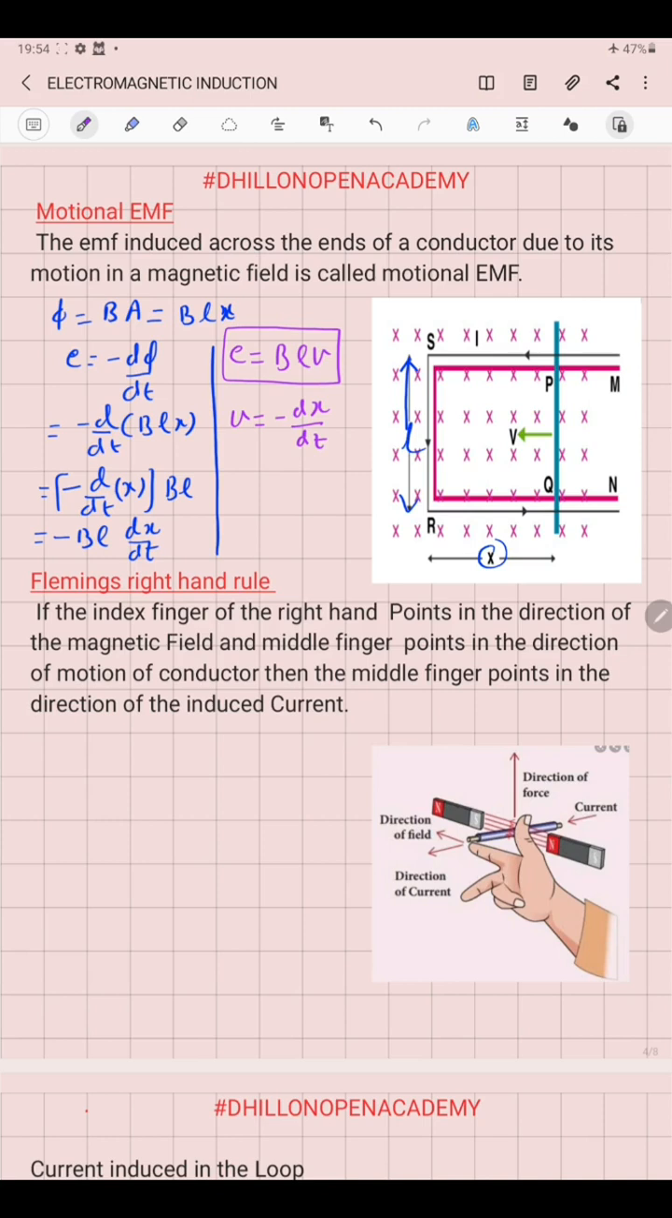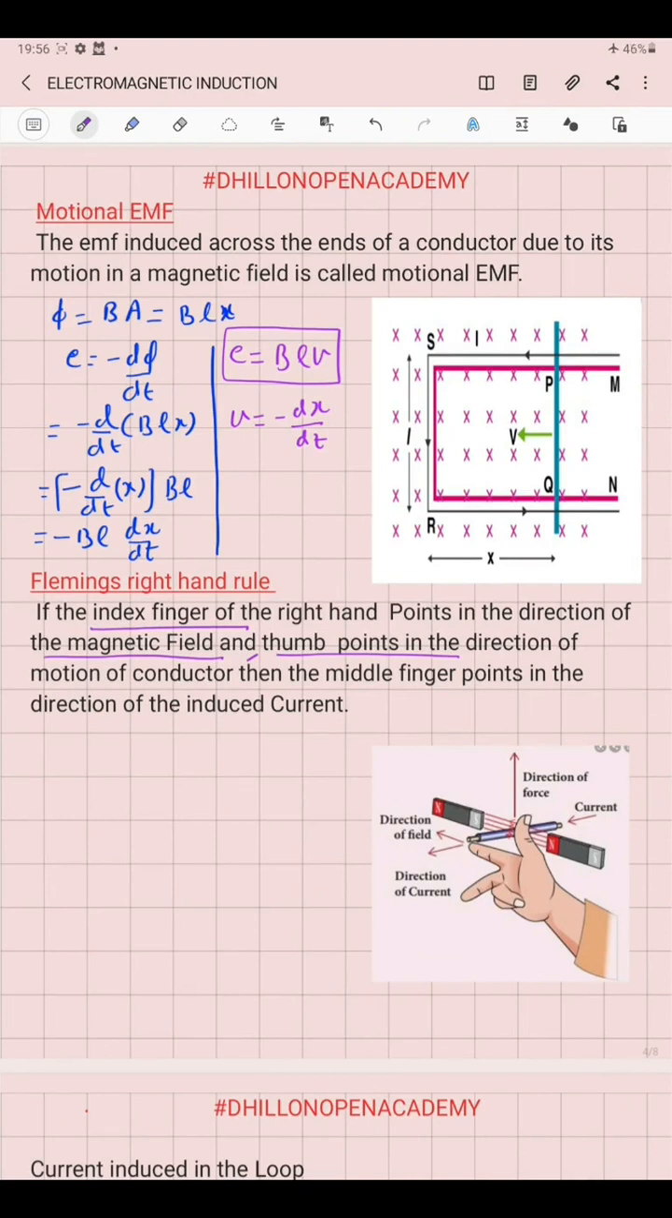Negative sign is there because you can see clearly from the figure that as the conductor is being pushed more and more towards the SR, the direction of the velocity is in the direction of decrease of x. So as the conductor is being pushed more and more towards the fixed frame, the value of x is decreasing. So due to that, we have taken that V is equal to negative of dx by dt.